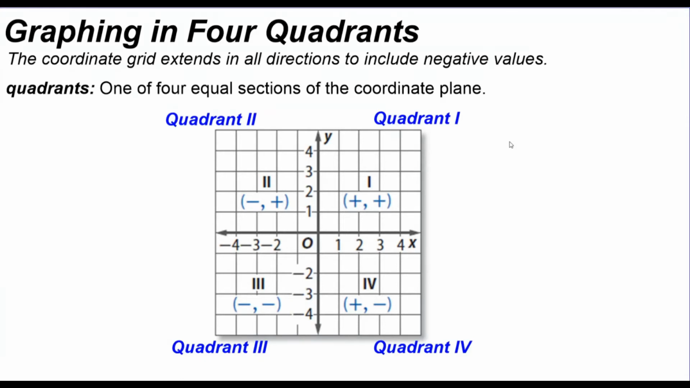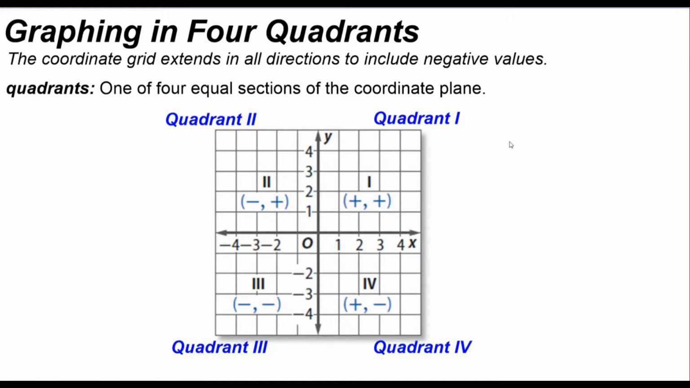And again, the coordinate grid extends in all directions, so it includes negative values, even though the graphs we've been working with have typically been more of the positive values. So we're going to talk about quadrants today, and that's one of the 4 equal sections of the coordinate plane. If you think of the x and the y axis, they divide the coordinate plane into 4 equal parts, and each one of those parts is called a quadrant. And each quadrant is numbered 1 through 4, very creatively.